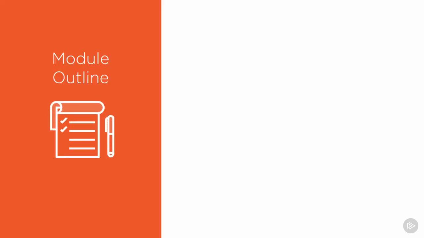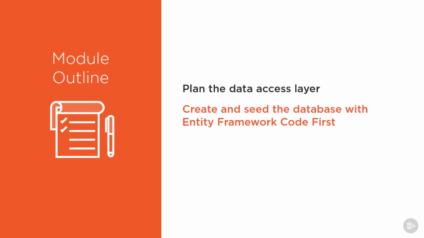You will start this module by planning the data access layer of the Friend Organizer application. Then we will create and seed the database for the Friend Organizer application with Entity Framework Code First. Finally, we will use Entity Framework in the FriendDataService to load the data for the Friend Organizer application from SQL Server. Let's start with the planning of the data access layer.